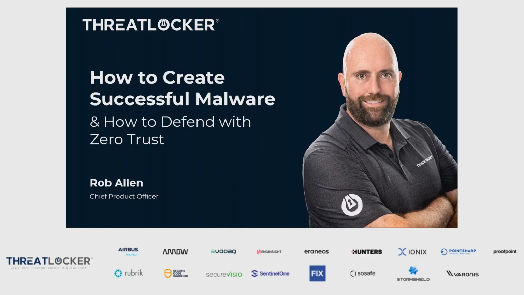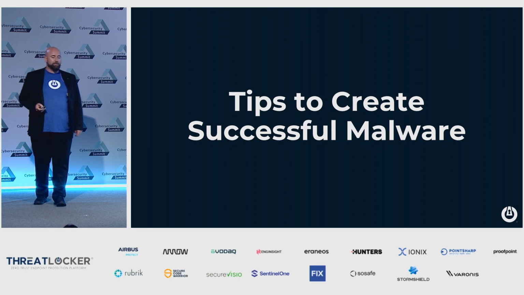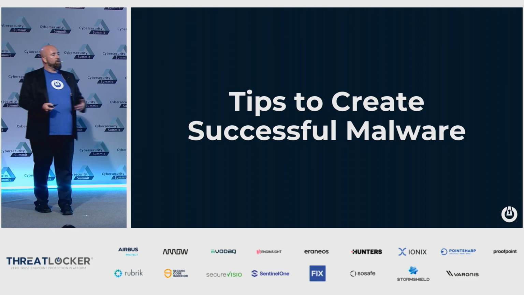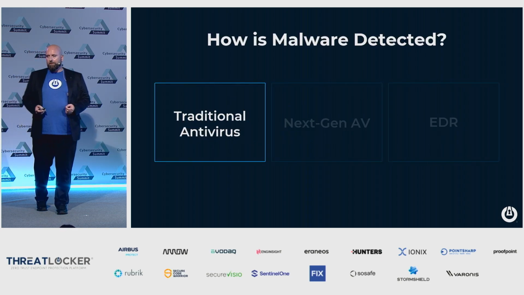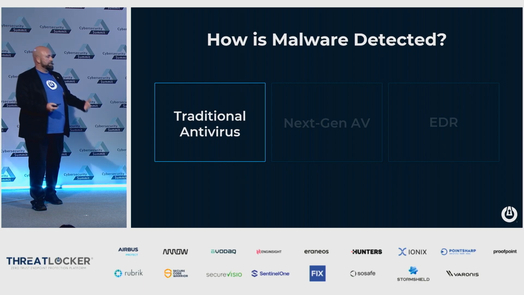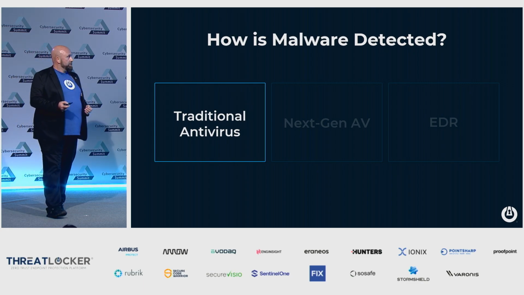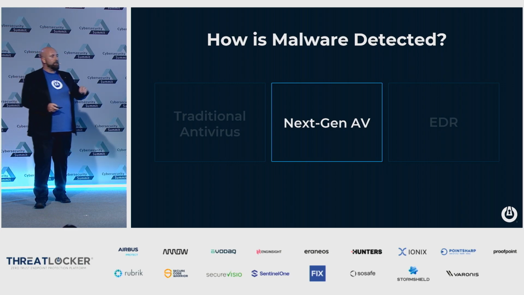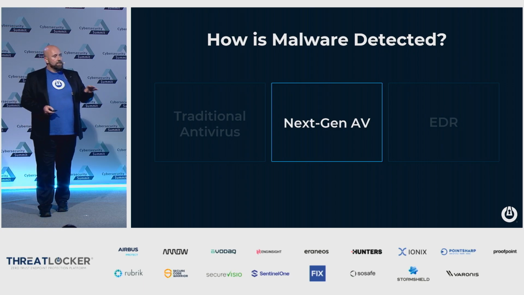So we're going to talk today about how to create successful malware, or some tips for creating successful malware. But before we do that, we need to consider how malware is traditionally detected. So you have traditional antivirus. Traditional antivirus uses definitions, signatures, known bad things. You also have next-gen antivirus, which sprinkles a little bit of AI and machine learning dust on that same concept. But again, it's about stopping known bad things.